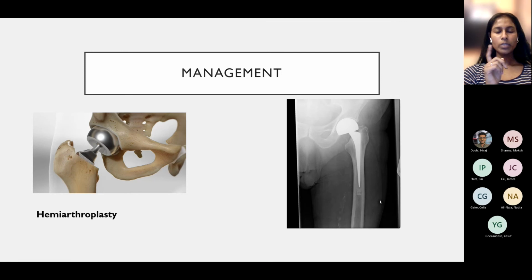Okay, so we spoke about a few of those managements and approaches very quickly. Which one is this? So we spoke about hemiarthroplasty, total hip replacement, cannulated screws. We spoke about dynamic hip screws and the intramedullary nail. Any ideas on what this one is?